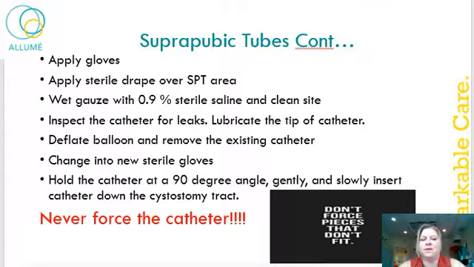Inspect the catheter for leaks, lubricate the tip of the catheter. Deflate the balloon and remove the existing catheter. Change into new sterile gloves. Hold the catheter at a 90-degree angle, gently and slowly insert the catheter down the cystostomy tract. Never force the catheter.